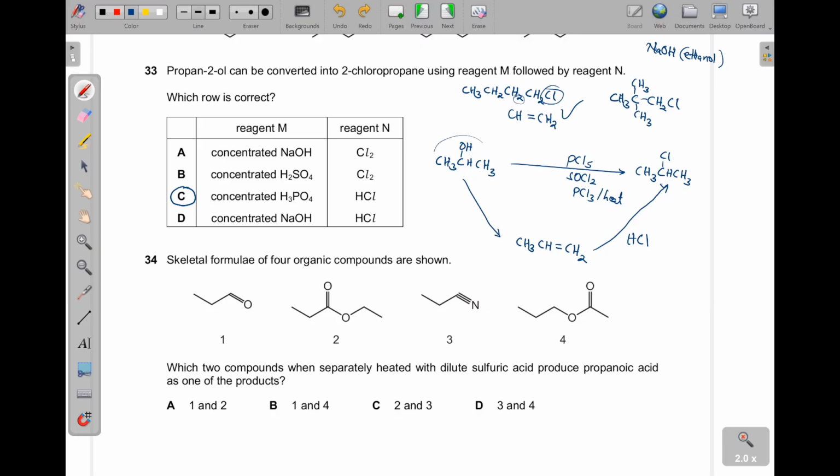But to convert this alcohol to an alkene, I need conc sulfuric acid or conc phosphoric acid. So that's why I'm taking the third one here, where there is the HCl at the end. So that is conc phosphoric acid. So this is our M, this is our N. So the answer is C.